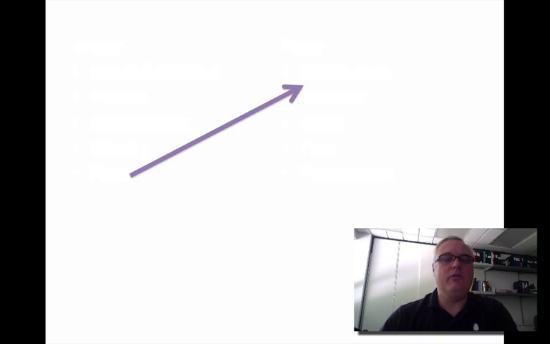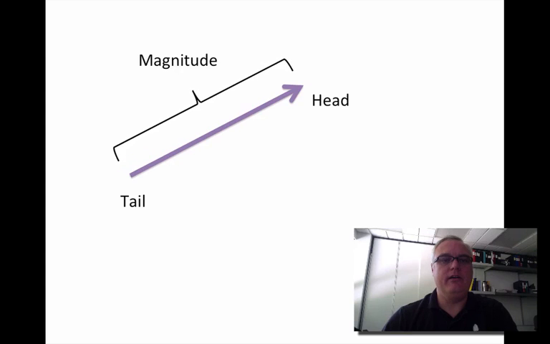Now, we can graphically represent a vector quantity with an arrow. An arrow has a pointy end, which we're going to call the head, and the non-pointy end, which is the tail. And the relative length of our arrow is the magnitude of our vector. And magnitude is really just a fancy word for size.